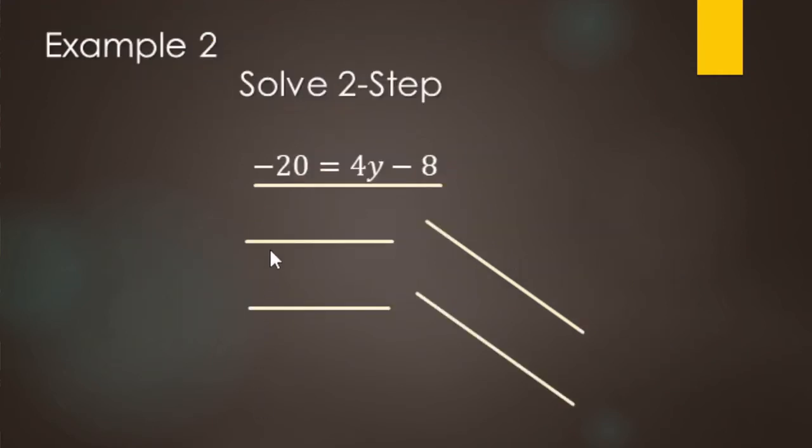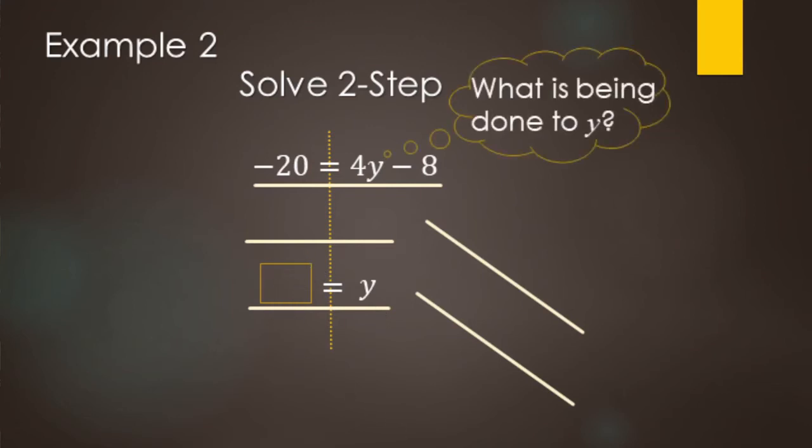So here we have negative 20 equals 4y minus 8. So we are solving this to find the value for the variable that makes the equation true. If we notice our variable on the right-hand side of the equal sign, it's the y there. So at the bottom of our scratch paper, we should have y equals and then our value there.